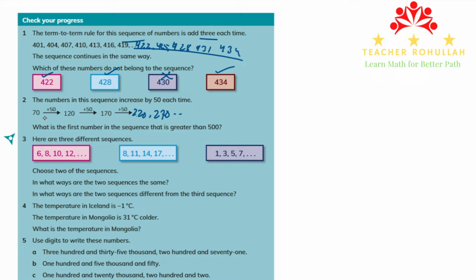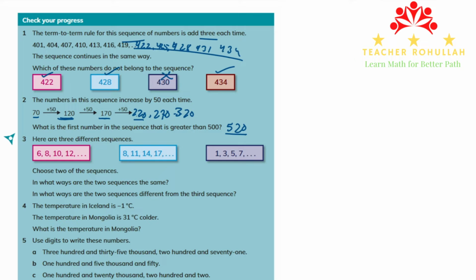If we look at the numbers here, we have 70, then we have 120. So the first number greater than 100 is 120. Then we have 170, and we have 220, 270, and we will have 320. So the first number that is greater than 500 is 520, because the sequence continues in a way that the first number after the 100 is ending in 20, and the second one is ending in 70. So it is the same with 500 also. Well, we are done with question 2 also.